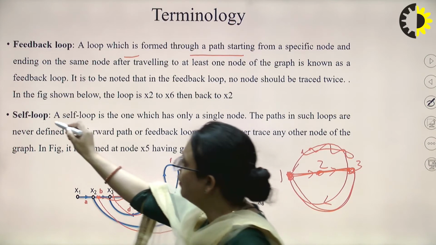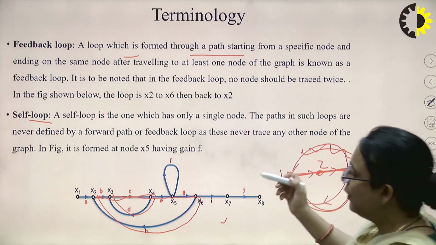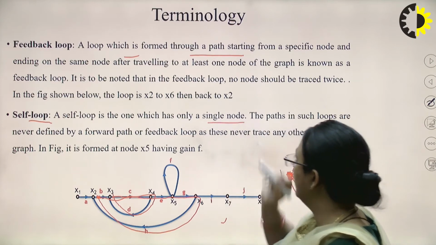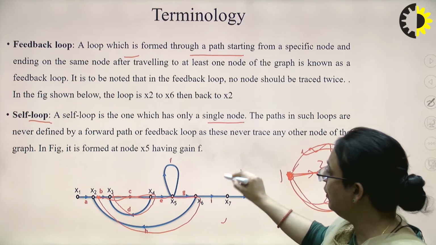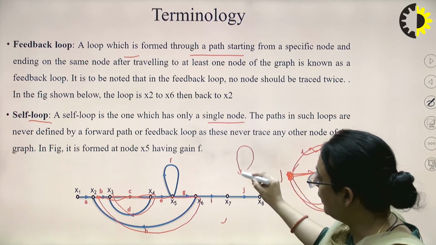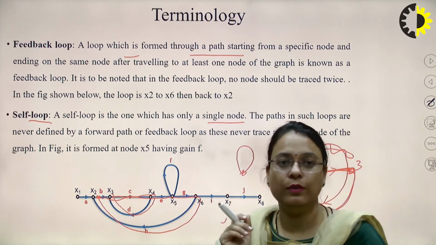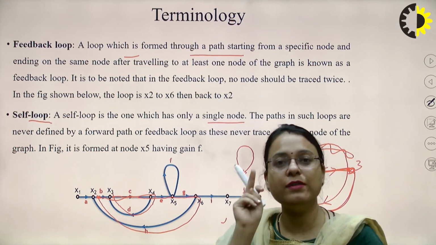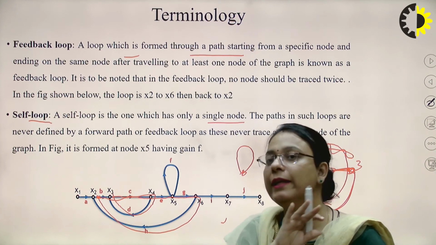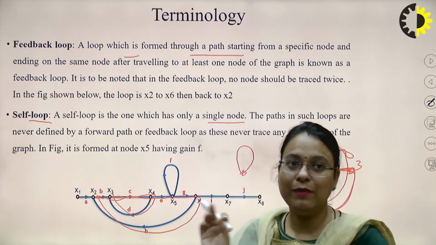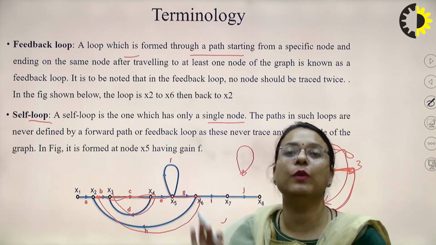Now another one is the self loop, right? Self loop is the loop which is having only a single node, right? It is started at a particular node and then stops at that particular node. It does not involve the second node. The self loop is having a single node. It starts from that node and ends at that node, and it does not travel to another node. While in case of feedback loop, the loop must travel at least one node.